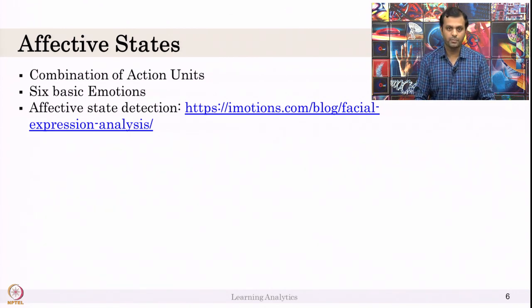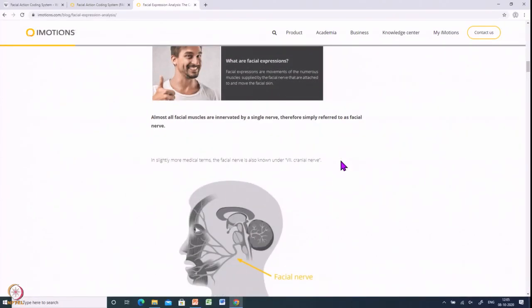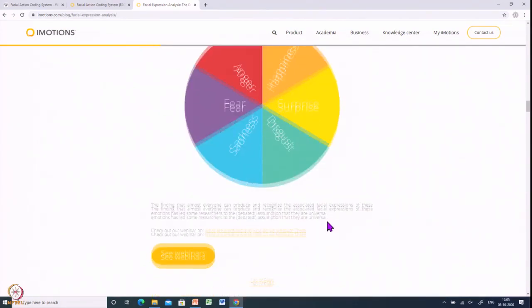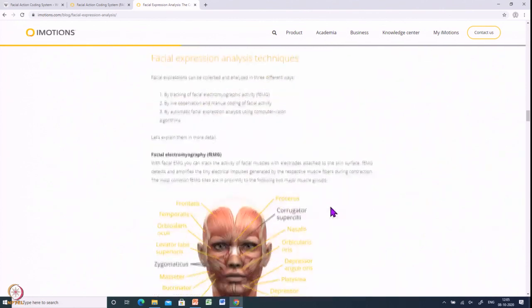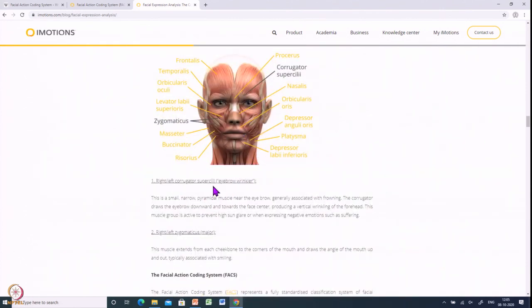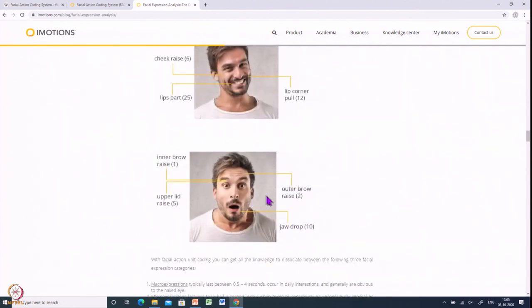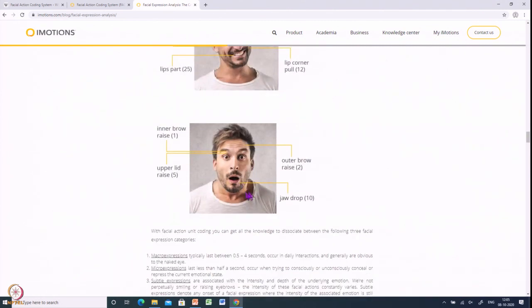Let's look at another blog by iMotions. So, what is a facial expression? Why it is happening, the details are given here. You can go into more detail, and the basic emotion that is detected is shown here, along with details on why this expression is happening and why there are 24 action units. For example, these three action units indicate the person is kind of happy or surprised. So, a combination of expressions indicates the person's emotions.